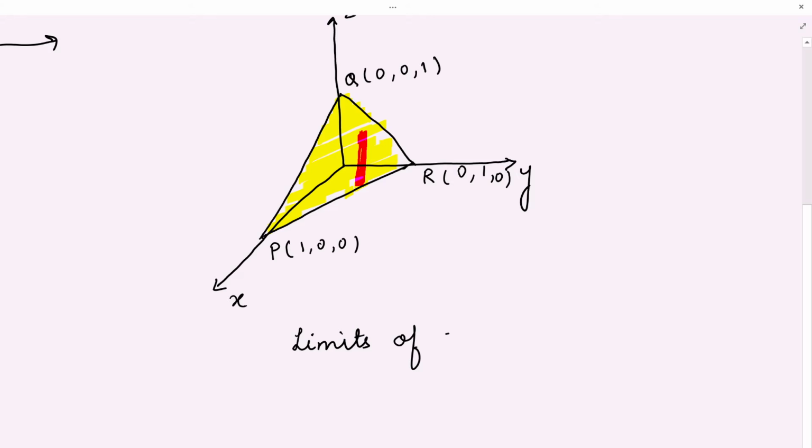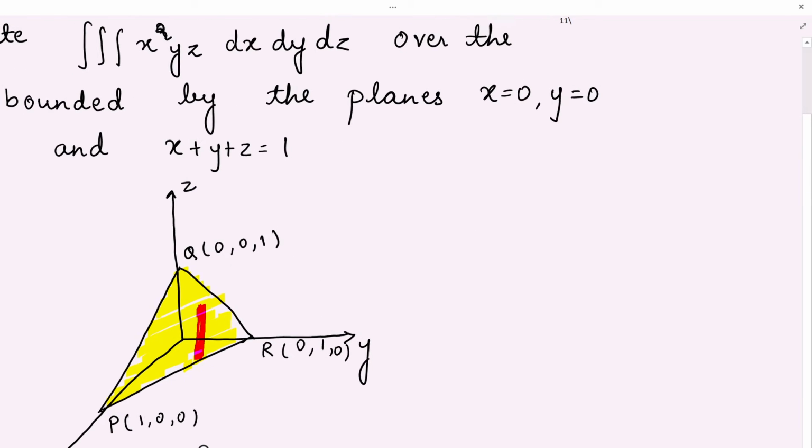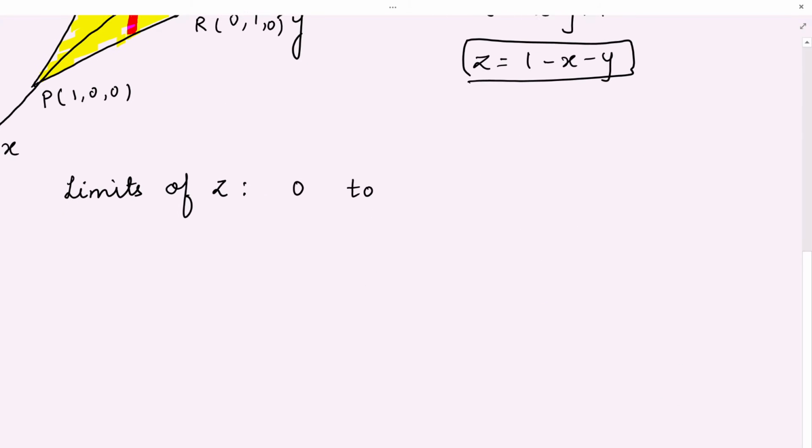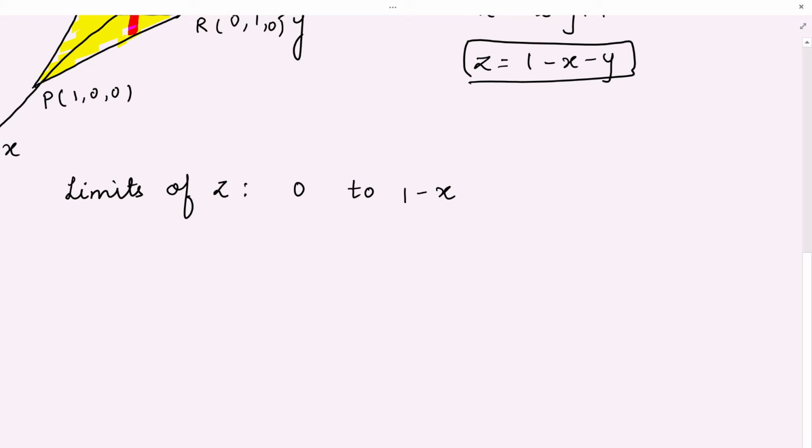So limits of z are 0 to, now the plane, if you cannot imagine from here, look at the plane. What is the tetrahedron? x plus y plus z is equal to 1. So what is the value of z? You will get minus x minus y plus 1. So it is nothing but z is equal to 1 minus x minus y. So this will be your upper limit, right? So 1 minus x minus y.